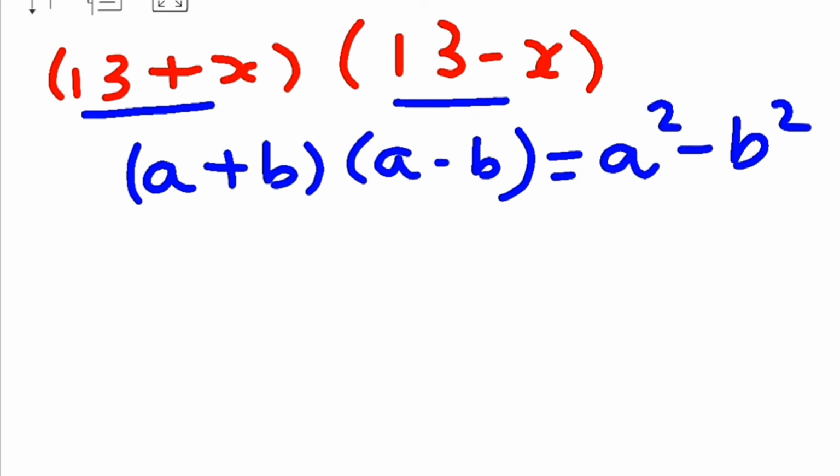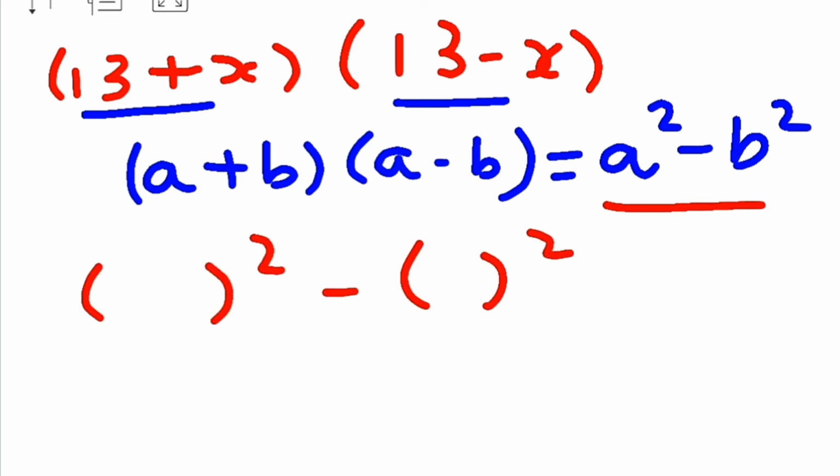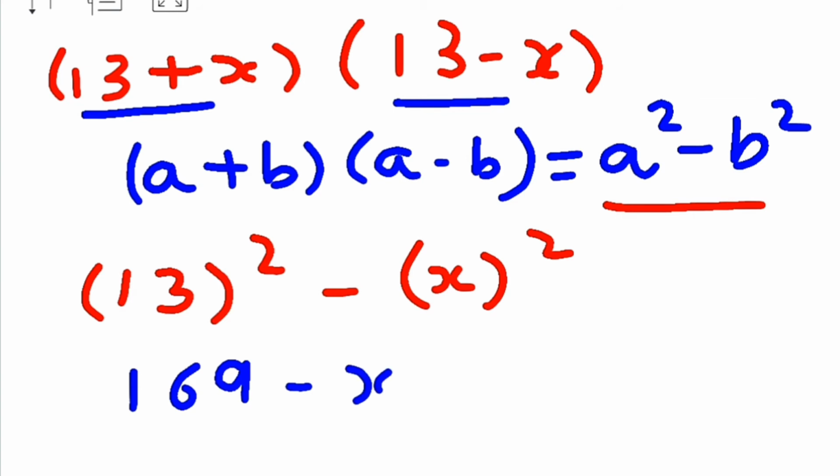You can directly do this sum. So we will put directly in this a square minus b square. Understanding, children? What is the a value in this? The first number, 13, and what is the b value in this? x. Now we have to do 13 square, which will give you the answer as 169, minus x the whole square, which will give you the answer as x square. Understanding, children? We'll see the fifth question.